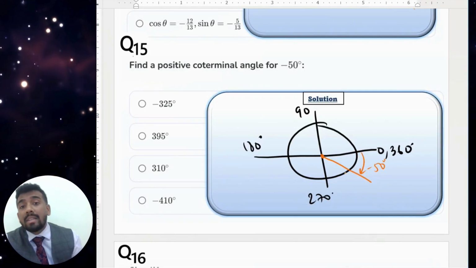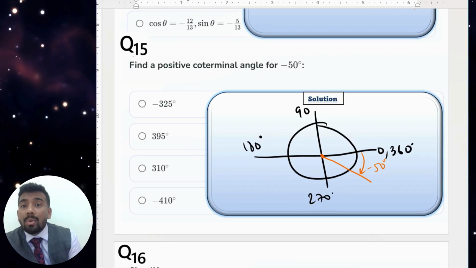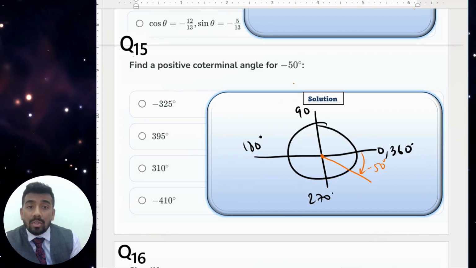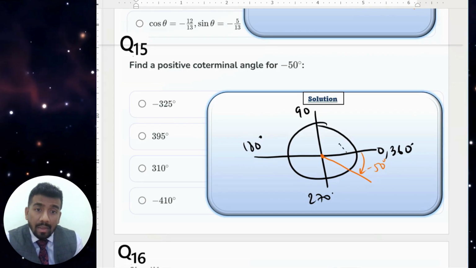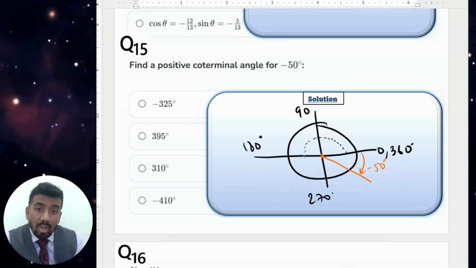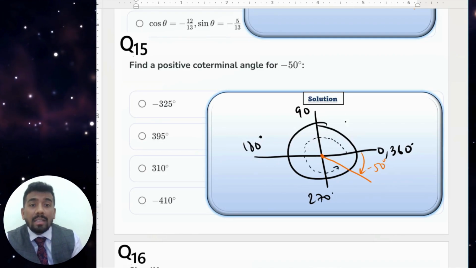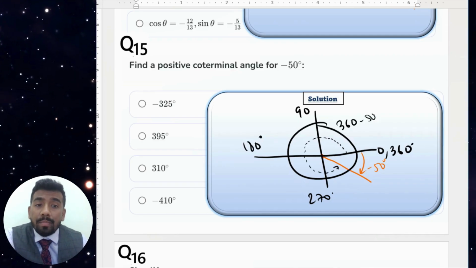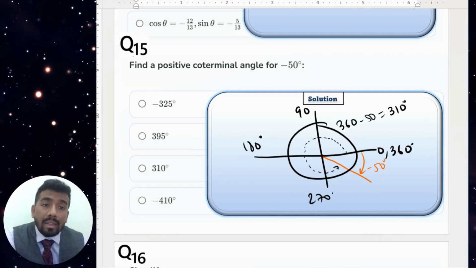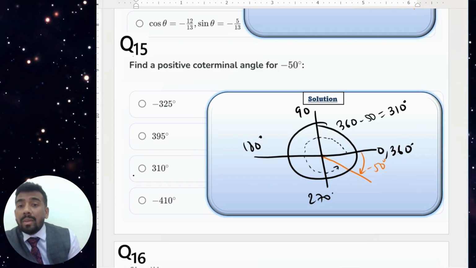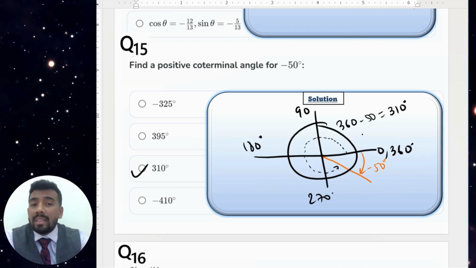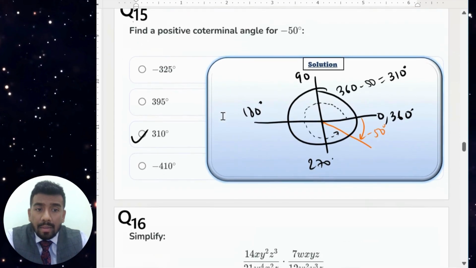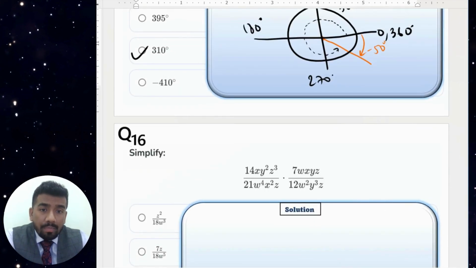Now, as it's minus and we need the positive one, the positive one has to go opposite. So it has to go up. It has to go anti-clockwise. So how much will be the remaining one? Easy. Do 360 minus this 50. How much will it be? 310 degrees. So the positive will be 310 degrees. Understood? That's how you do it. Let's go to the next one.